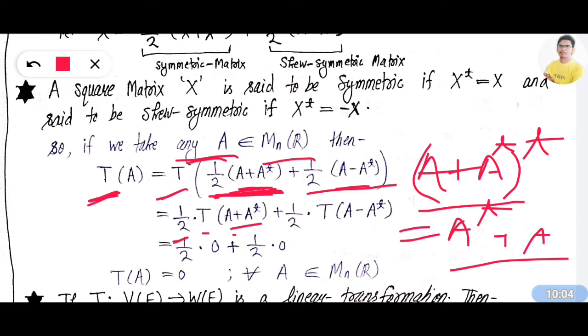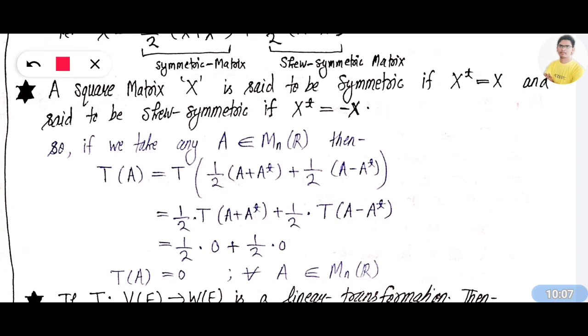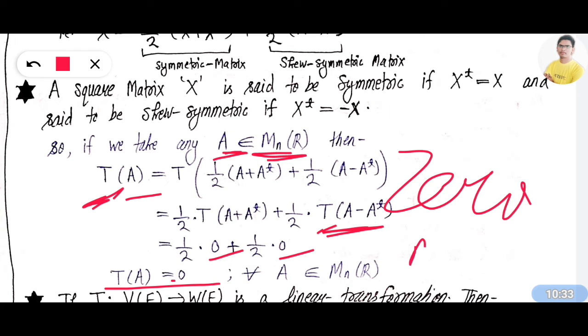So T will map the part A plus A transpose to 0, and in the second part, A minus A transpose is a skew symmetric matrix, and T will map it to 0. So after the calculation, if you consider any element of this matrix space, then T is going to map it to 0. It means this transformation is actually the 0 map, which maps all the elements of your space to the 0 element.